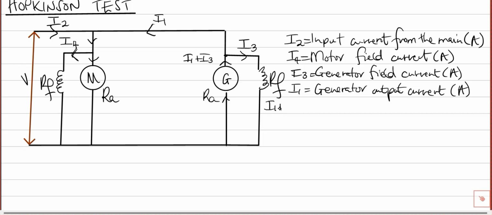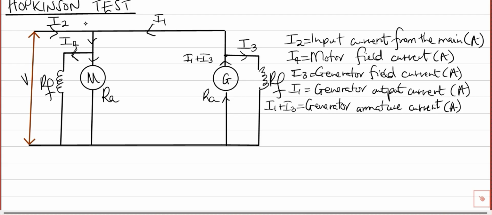we say I1 plus I3 is then referred to as the generator armature current. You have I1 plus I3 as the generator armature current.